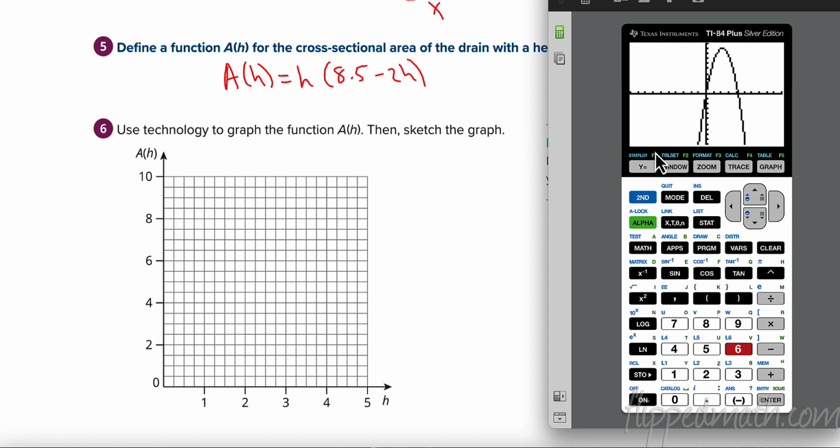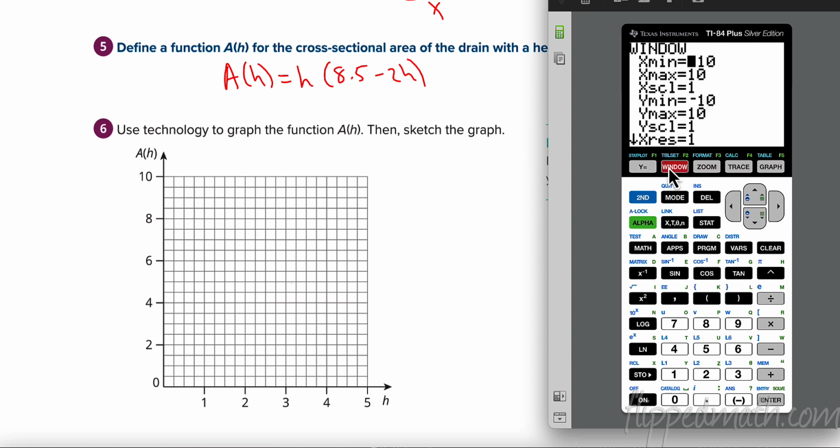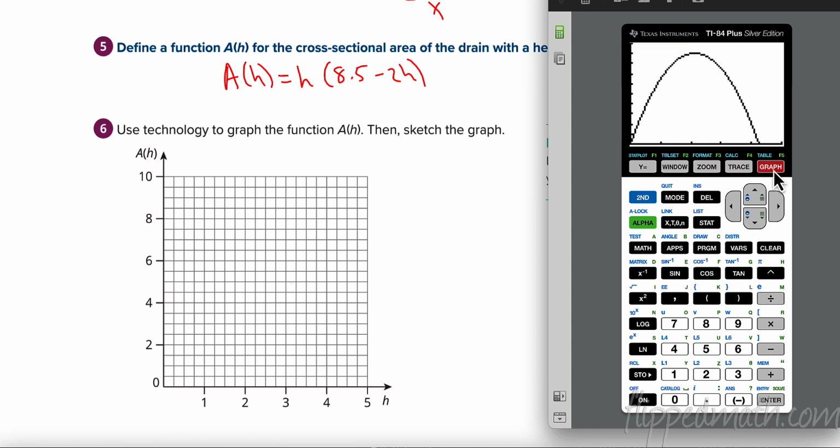So we can change this. I'm going to change my window. I'm going to go to window, and I'm going to change it to this. So these are my x values. My lowest x is 0. My x min, my lowest x is 0. My highest x, my maximum x is 5. All right, now I'm going to go to my y's. My lowest y is 0, and my highest y is 10, which I have. Now I can graph it.